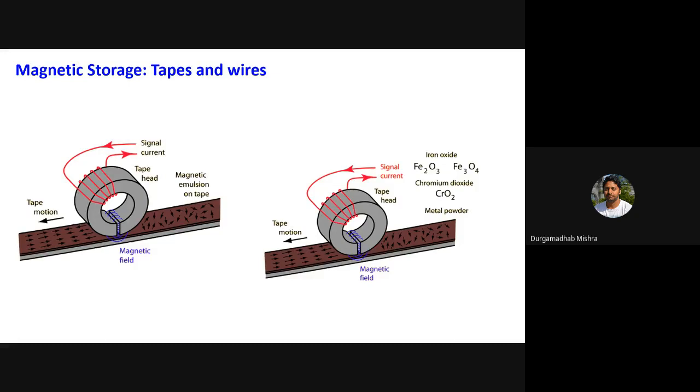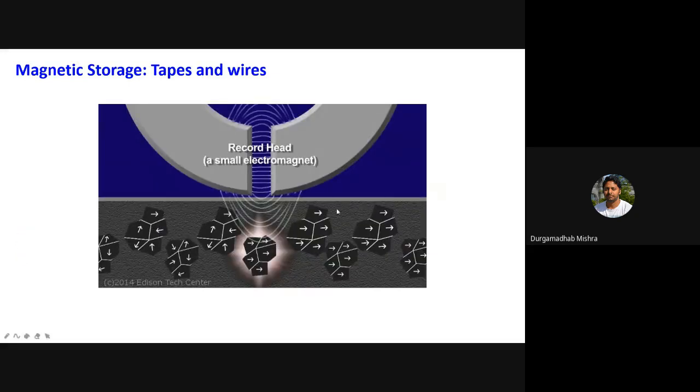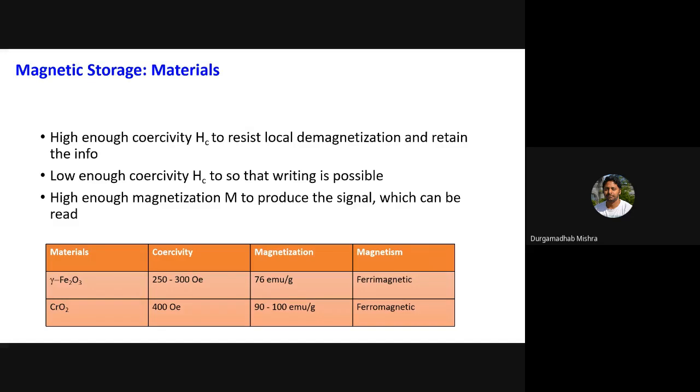So this is again another picture of the same thing, this recording head. And this recording head is nothing but an electromagnet. You can see how the domains can be arranged due to the magnetic flux lines produced by your recording head. So what kind of material would be ideal for your storage devices? It should have a high enough coercivity so that it does not get demagnetized.